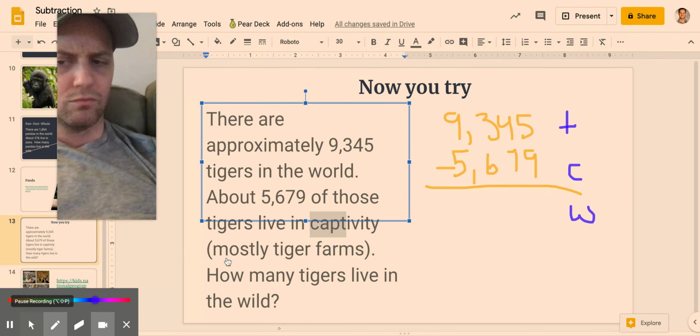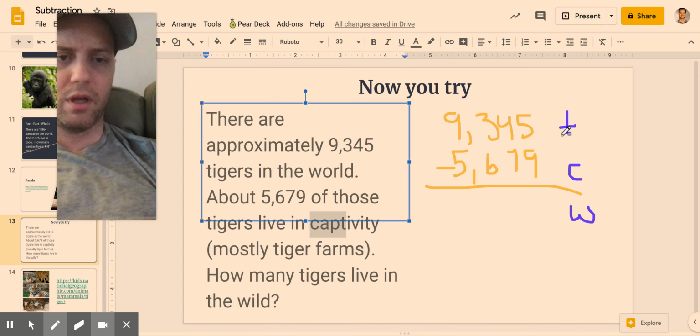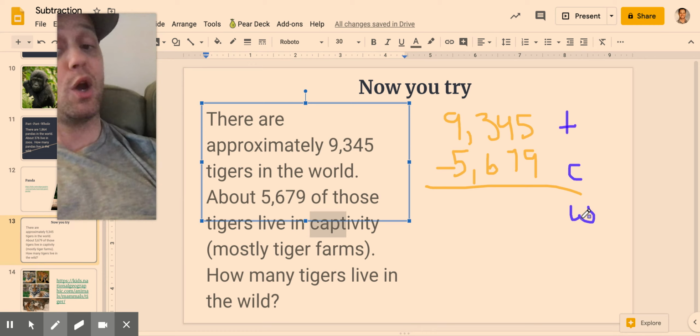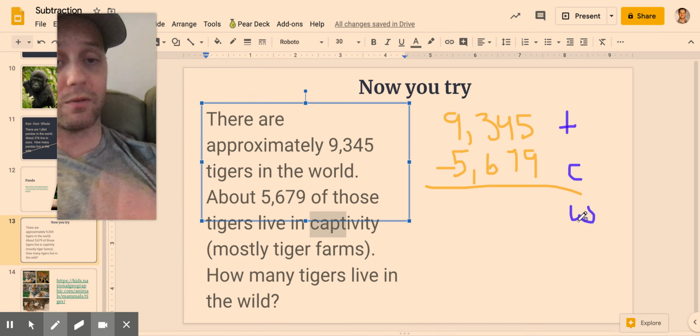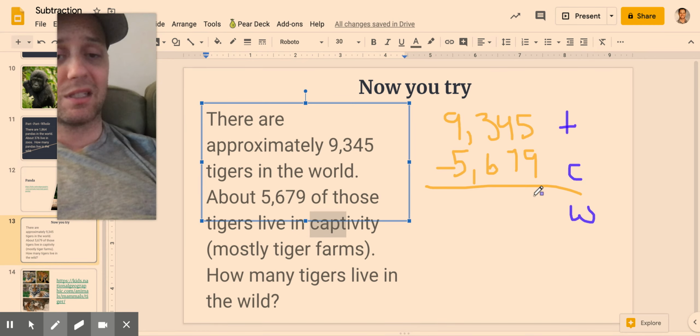All right, so if we do the total minus how many live in captivity, that'll tell me how many wild tigers there are. About 5 minus 9 is negative 4. Let's regroup. Take away a 10 and add 10 ones. 15 minus 9 is 6. 3 tens minus 7 tens, negative 4 tens. Let's regroup. Take away 100 and add 10 tens. 13 tens minus 7 tens is 6 tens.